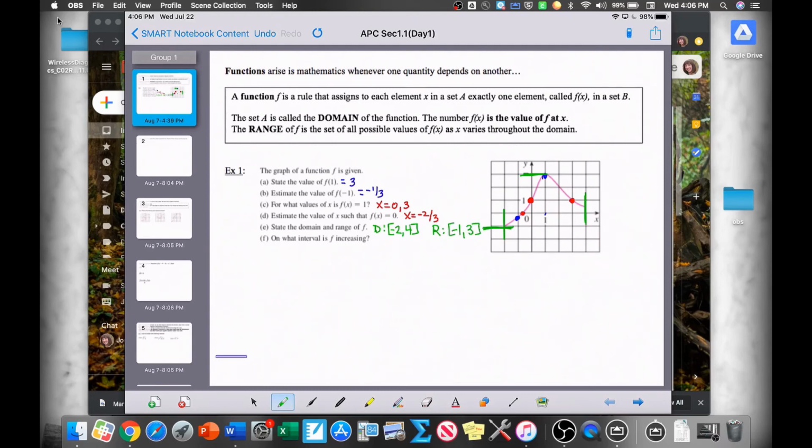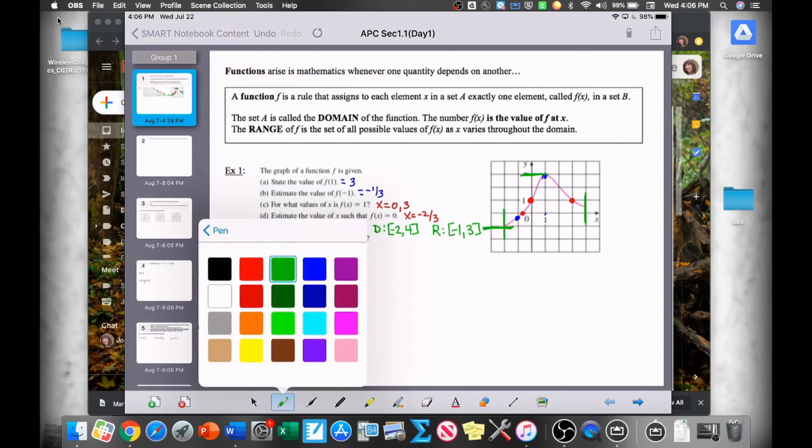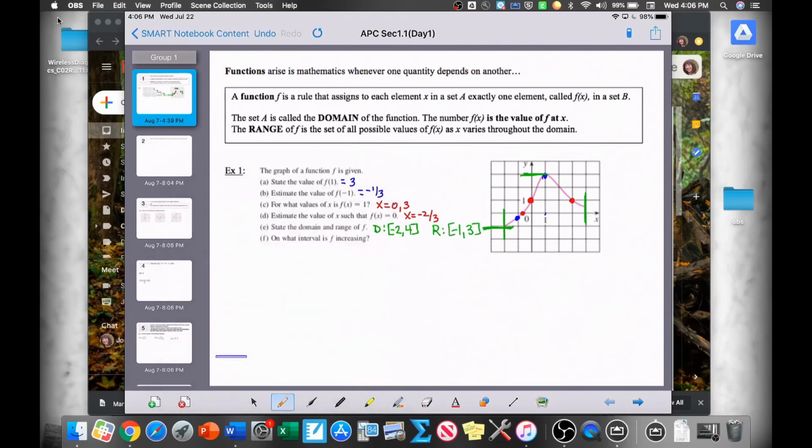And then finally, on what interval is our function increasing? Increasing simply means where are the y values getting bigger? It looks to me like our function is increasing from there to there. So we are increasing from x equals negative 2 up to x equals 1. We would write this as increasing from negative 2 to 1 on that interval. Intervals of increasing and decreasing are always given in terms of x on your graph.